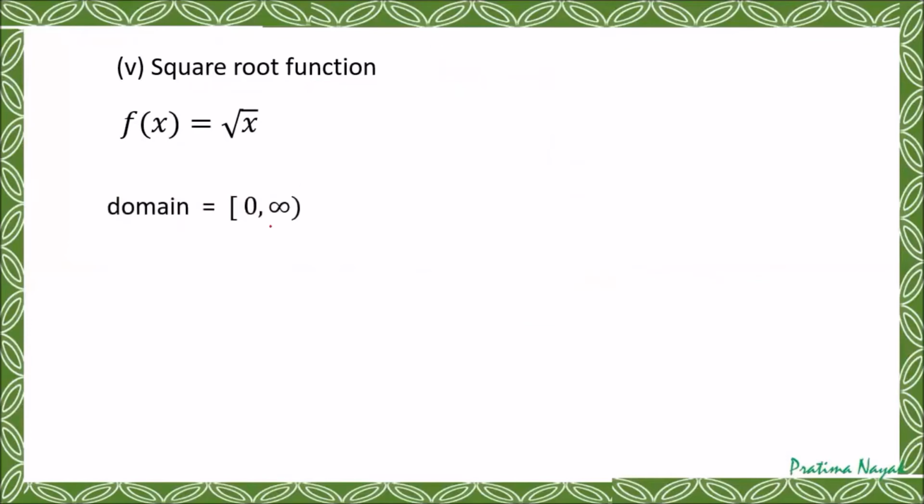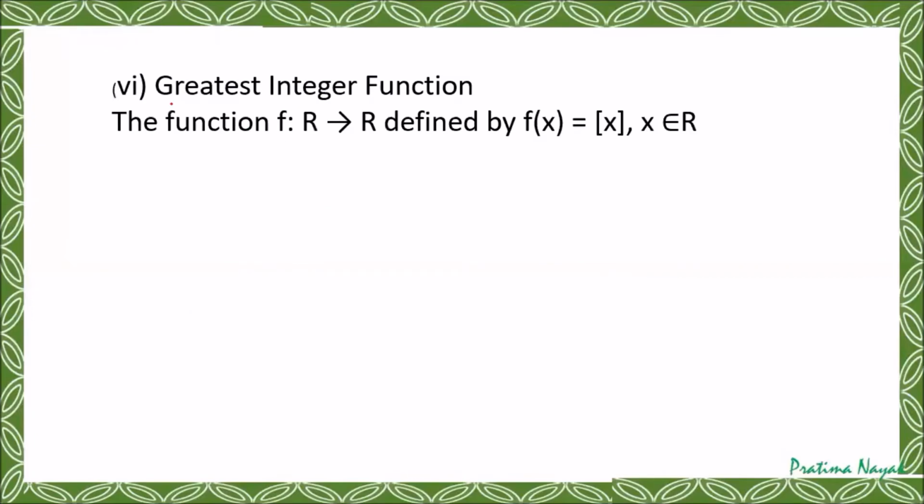So domain is 0 to infinity, 0 is included, because square root of 0 is 0, you can define it. Now range is also from 0, 0 is included. So bracket, and infinity cannot be included, so it is parenthesis. Next is the greatest integer function.